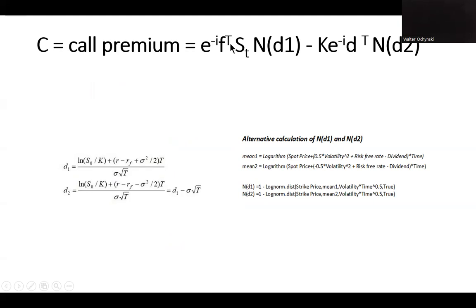spot price, discounted spot price, times probability, Nd1 in this sense, minus strike price, discounted strike price, times probability, calculated according to Nd2, is the same in both models. It's no difference. But how we arrive at Nd1 and Nd2, it is a different story. Here you have the probability or the z-scores. I say z-scores. In the Black Scholes model, they are called D1 and D2.